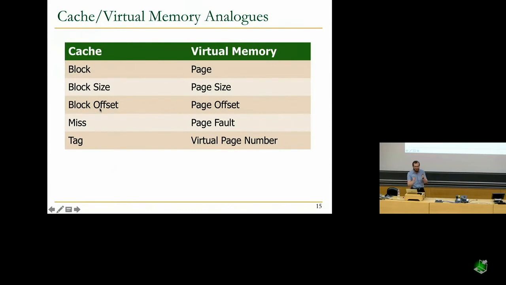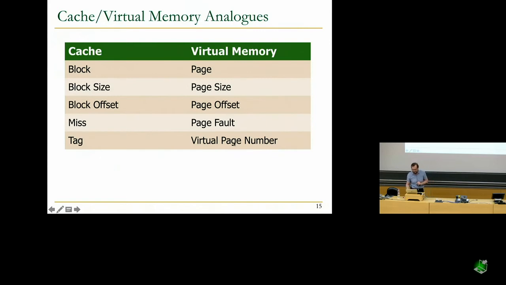Block offset, which is which byte in the block that you're accessing, is similar to the page offset, which byte in the page that you really want. A miss in the cache, a miss in physical memory is essentially a page fault, or physical memory miss, but we don't say that. We say it's a page fault. And the tag in the cache is essentially a virtual page number in virtual memory.